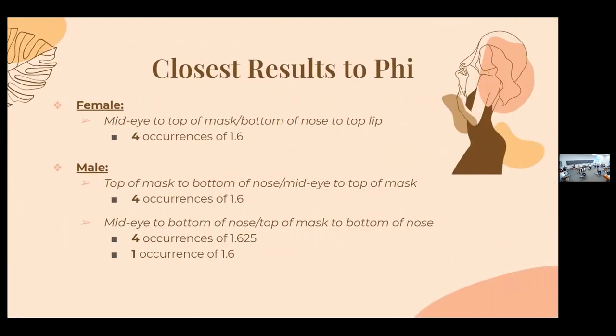Our closest results to phi for the female was 1 with 4 phi, and for the male, there were 2 close ones. One that's exactly like the females, and the second one has 4 really close to phi, and 1 exactly like phi.